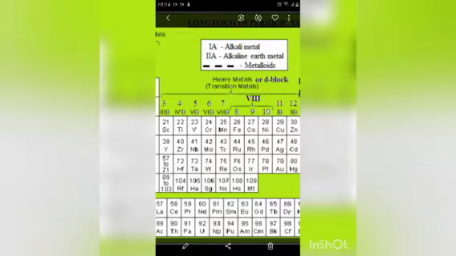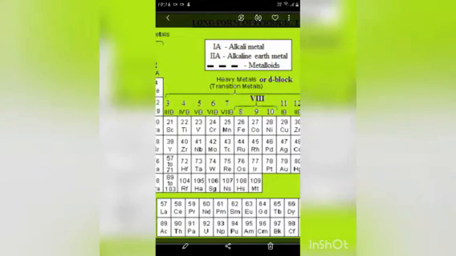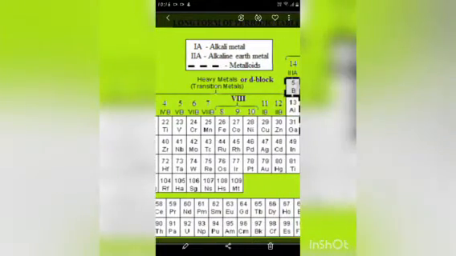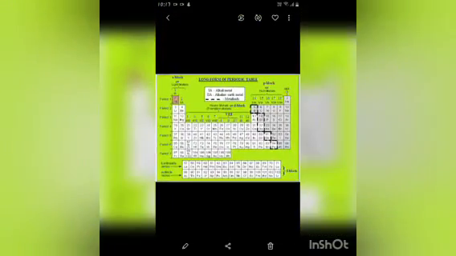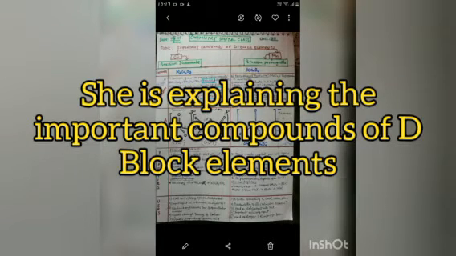(n-1)d 1 to 10 and ns 1 to 2. It includes 10 groups, and the properties of D block are that it has poor shielding effect, it has colored compounds, it has complex compounds, and it has covalent and ionic bond forming compounds. So now let's start the important compounds of D block elements.